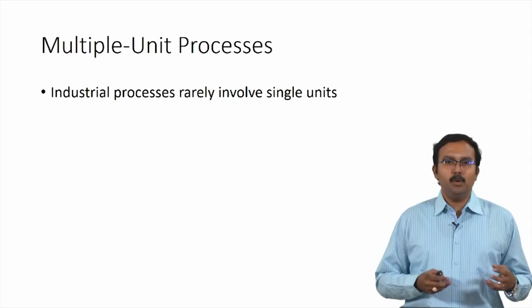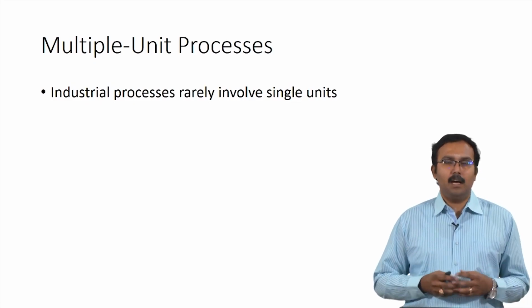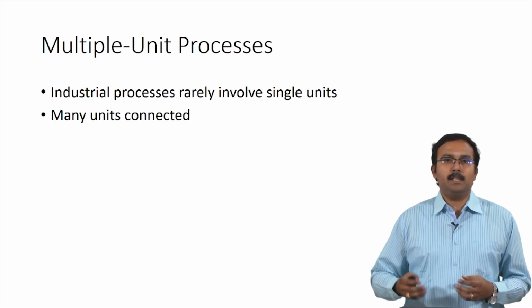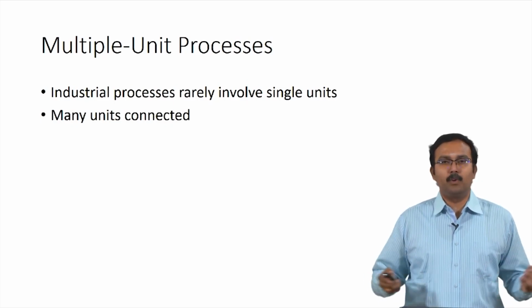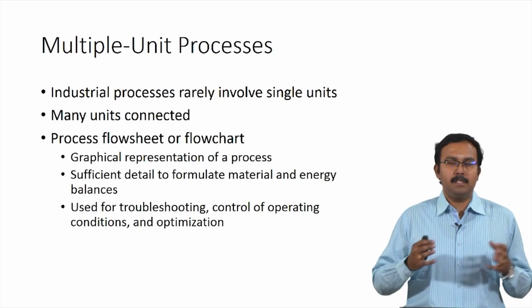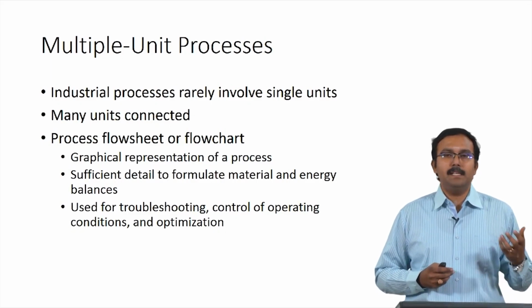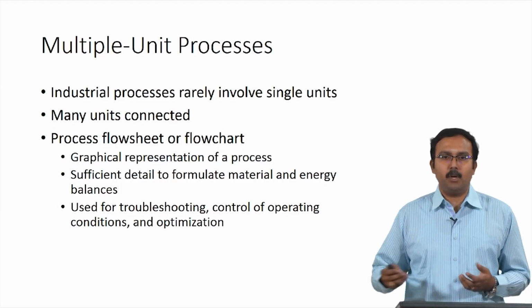Hello everybody, welcome to today's lecture on material balance calculations for multiple unit processes without reactions. In most cases, industrial processes are not single unit processes. There are multiple units which are connected together to perform an overall process. This type of system is represented using a process flow sheet or a flow chart, which is basically a graphical representation of the process.